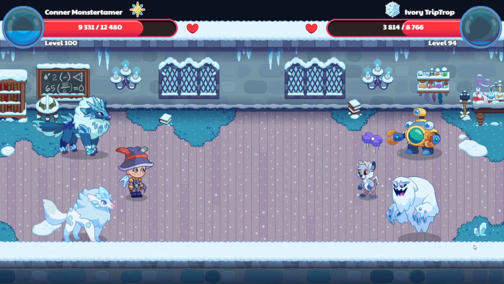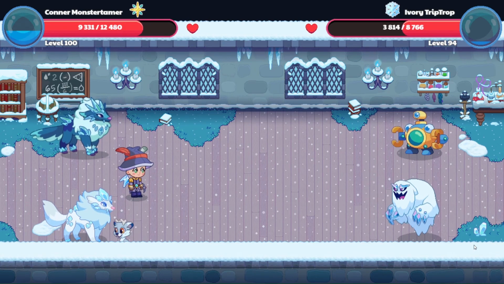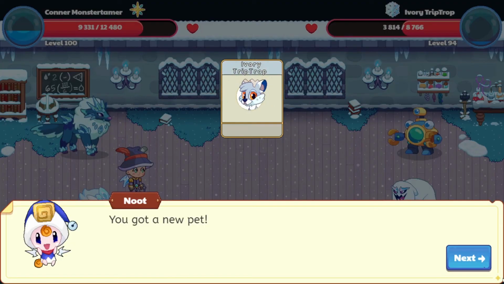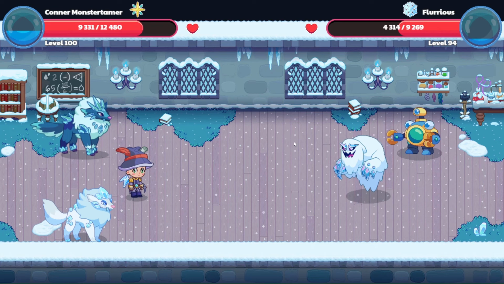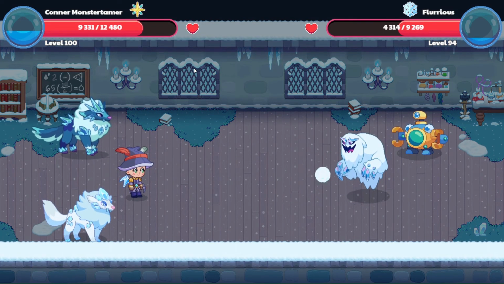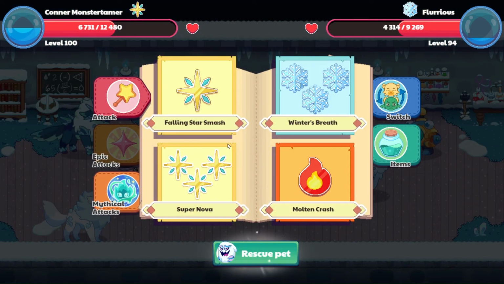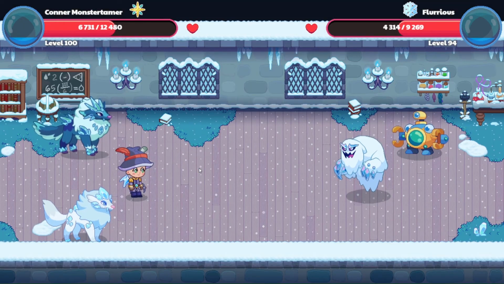Yay! Come to us, level 94 ivory trip trap! Woo-hoo-hoo! And we have the ivory trip trap. Snowling Ball is coming our way. 2,600 points of damage. Let's go ahead and do a Supernova here.